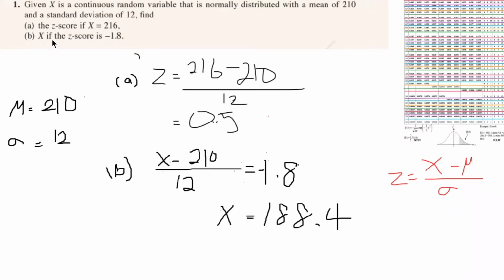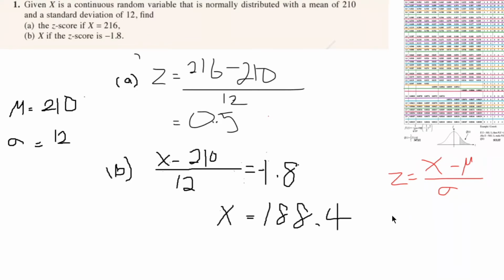B. Find x if the z-score is negative 1.8. Use the same formula, but this time we need to find the x. The question gives us z-score equal to negative 1.8. So x minus 210 divided by 12 equals negative 1.8. So x equals 188.4.